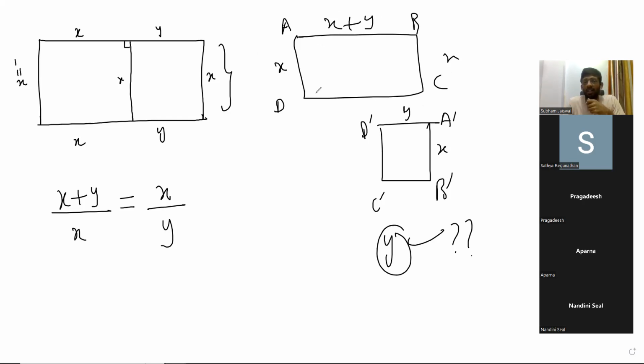You can even just make a triangle. Say that this triangle is similar to this triangle, right? And x plus y by x is equal to x by y. So this ABD is similar to this. Now just do the calculation and see. It's by no means a difficult question, but it's an interesting question for some reasons.